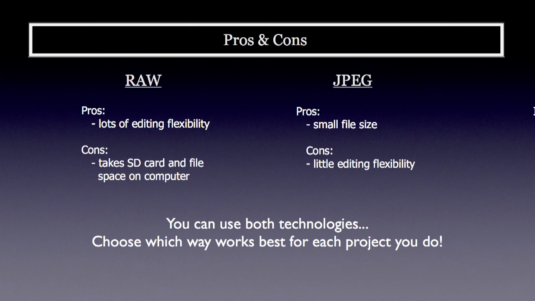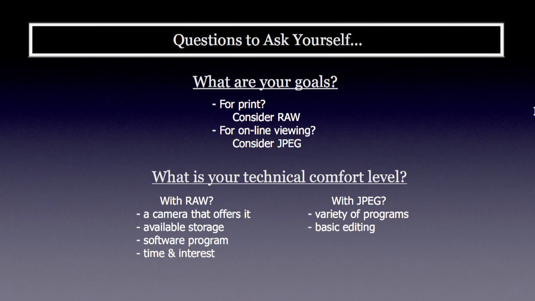But guess what? You can use both technologies. You don't have to choose one or the other. Just choose which way works best for you depending on the project that you're working on. So here are some questions to ask yourself. What are your goals for the project that you're working on? Are these things that you are definitely going to want to print? If that's the case, you may want to consider shooting in RAW.